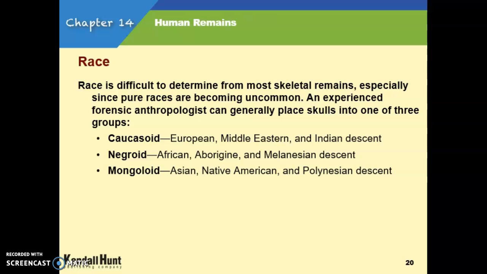And experienced forensic anthropologists can generally place skulls into one of three groups. So there's Caucasoid, those are going to be European, Middle Eastern, and Indian descent. Negroid, which are African, Aborigine, and Melanesian descent. And then Mongoloid, which would be Asian, Native American, and Polynesian descent.